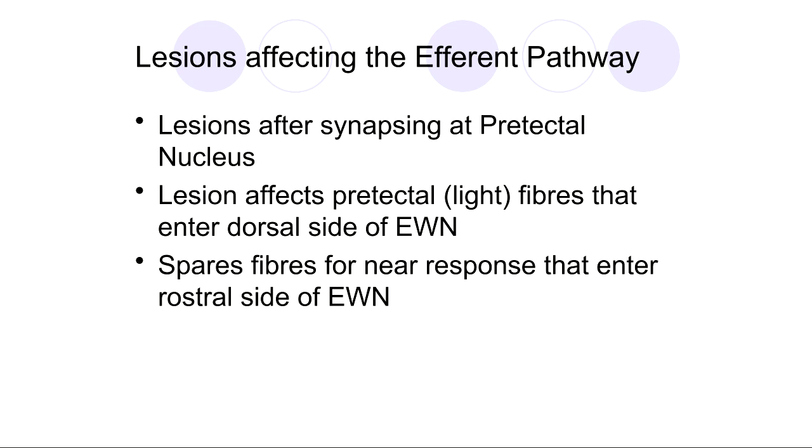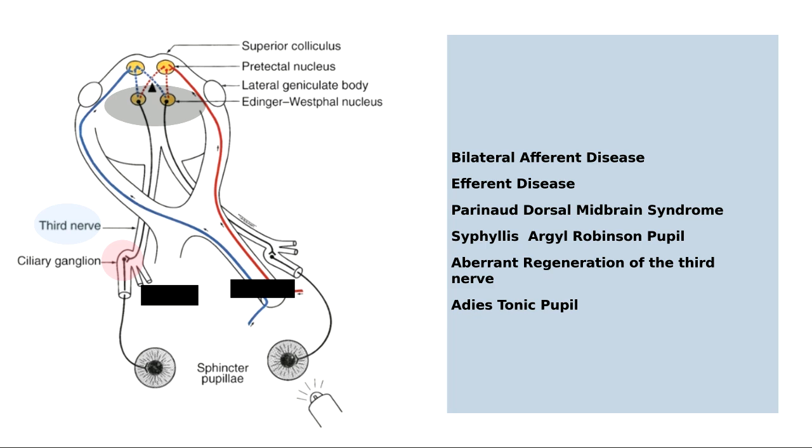The lesions affecting the efferent pathway are the lesions that occur after synapsing at the pretectal nucleus. The lesions at the pretectal nucleus, which is the light fibers, enter the dorsal side of the Edinger-Westphal nucleus. So it spares fibers for the near response that enter the rostral side of the Edinger-Westphal nucleus. So let's look at a pictorial.